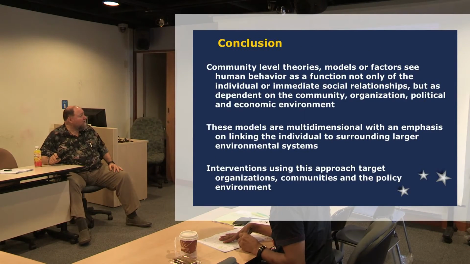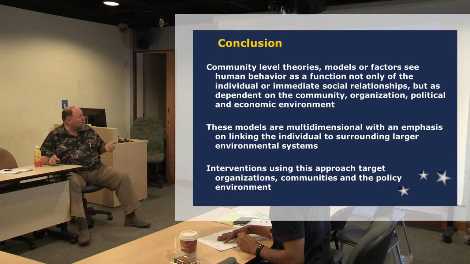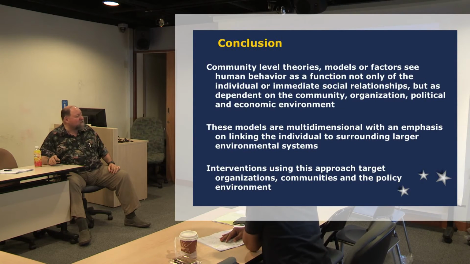Conclusion. Community level theories, models, and factors see human behavior as a function not only of the individual or immediate social relations, but as dependent on the community, organization, political, and economic environment. And I should also say the physical environment. These models are multidimensional with an emphasis on linking the individual to surrounding larger environmental systems. Interventions using this approach target organizations, communities, and the policy environment. And I think the best interventions will look at these bigger social structures.